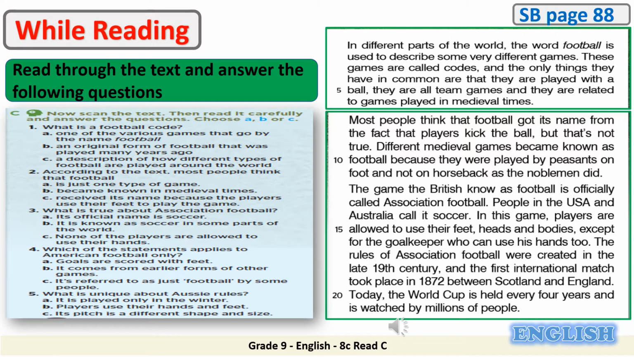People in the USA and Australia call it soccer. In this game, players are allowed to use their feet, heads, and bodies, except for the goalkeeper, who can use his hands too. The rules of association football were created in the late 19th century, and the first international match took place in 1872 between Scotland and England. Today, the World Cup is held every 4 years and is watched by millions of people.